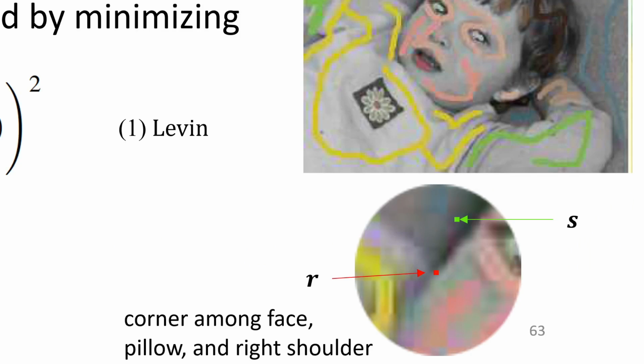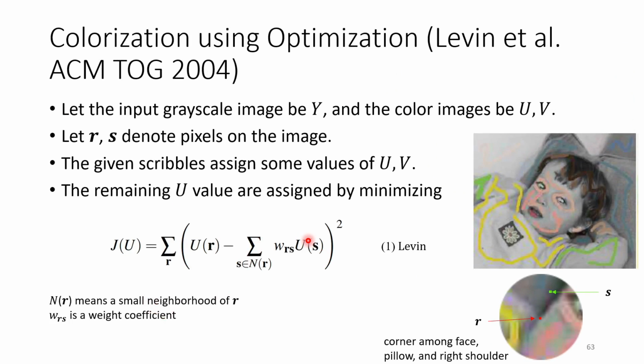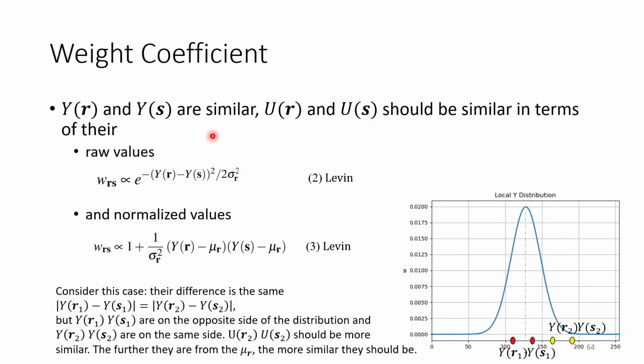Say this is the R pixel, and the region is the neighborhood of R. Then for every pixel in this region, the Y value of R should be a certain weighted average of the Y values in the neighborhood. The key point here is how we design the weight between point R and point S.